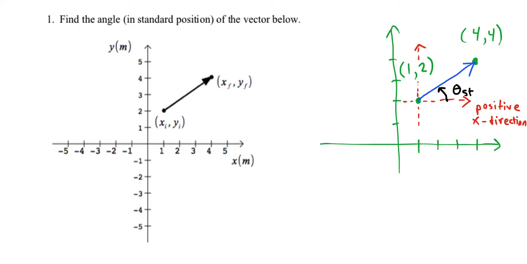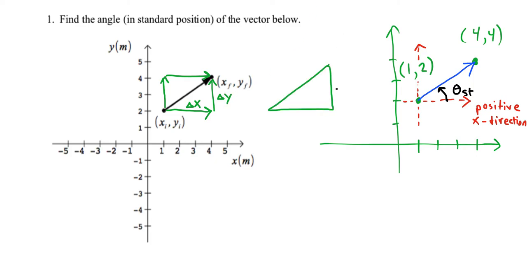Now, if we can find the horizontal and vertical components of that vector, we can actually use trig to find out what that angle is. So take this vector and draw its horizontal component. Okay. We also want to draw its vertical component, which could be drawn either here or here. So this is going to be delta x for the vector, and this will be delta y.